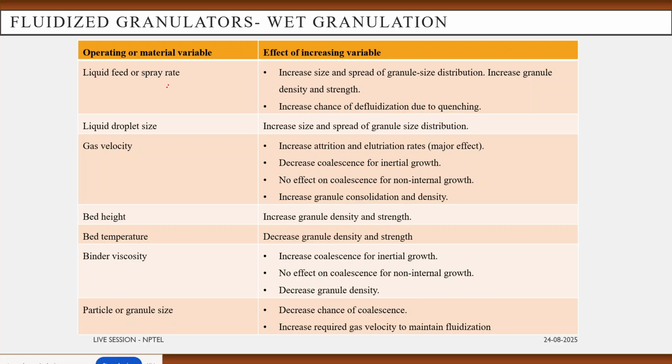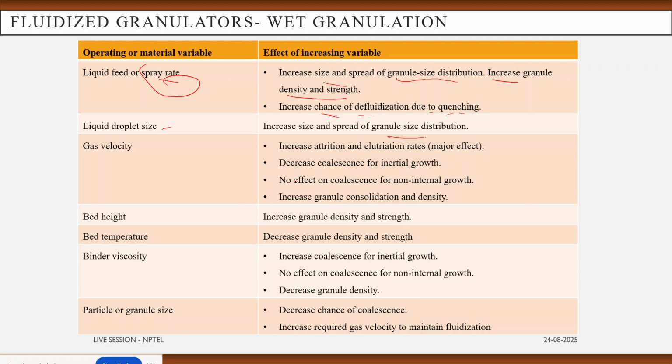So, what are the parameters that may affect this? Liquid feed or spray rate: when it is increased, that may also increase the size and the spread of the granule size distribution, and it will increase the granule density and strength, and there will be a chance of defluidization due to quenching if the spray rate is very high. And liquid droplet size, if it is bigger or increasing, then it will also increase the granule size distribution.